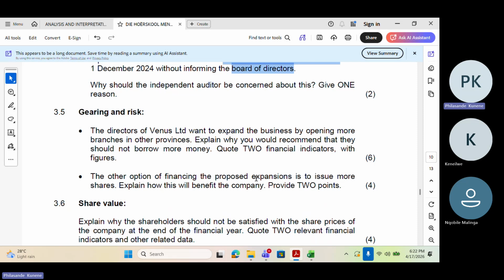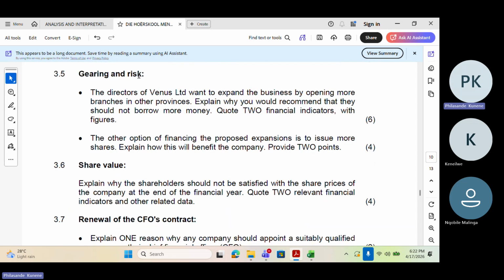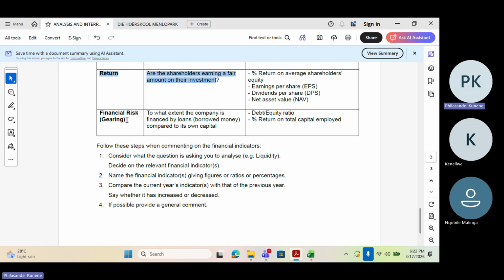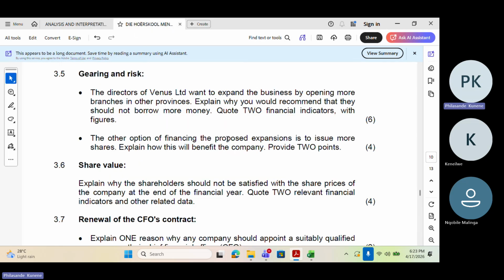Okay, 3.5. Gearing and risk. Now we are shifting to financial risk gearing. We must know the financial indicators that fall within there. Debt equity ratio, total return on total capital employed. These are the ratios that fall here. To what extent the company is financed by loans, borrowed money, compared to its own capital. So here we are actually comparing the capital, whether it comes from debt or equity.